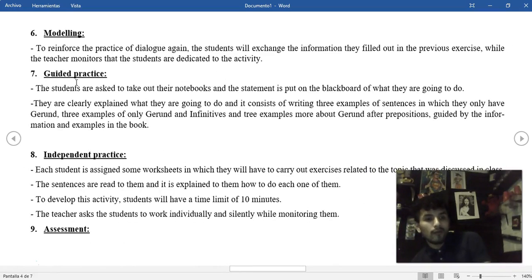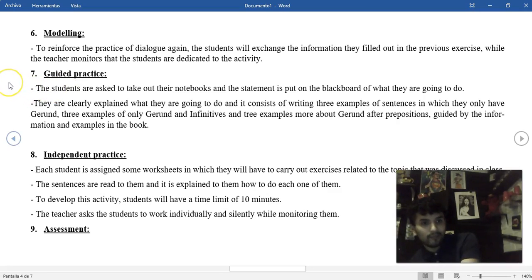Although, to reinforce the practice of dialogue again, the students will exchange the information they filled out in the previous exercise while the teacher monitors that the students are dedicated to the activity. Yes, students are going to work again in pairs, exchanging ideas and information about the activity that I mentioned here, and I'm only going to monitor that the activity is carried out in order.